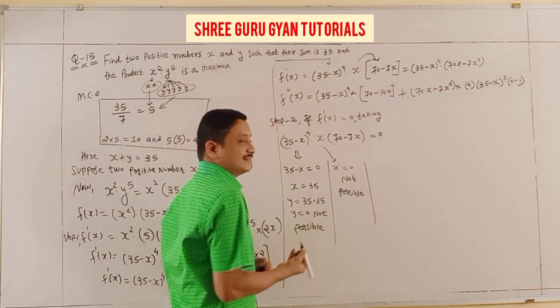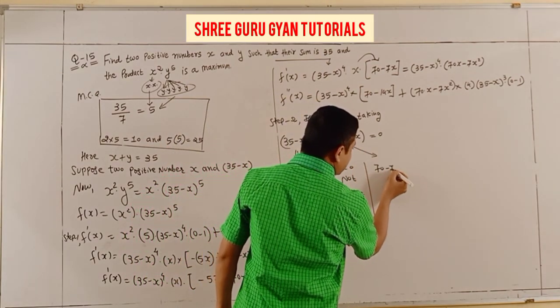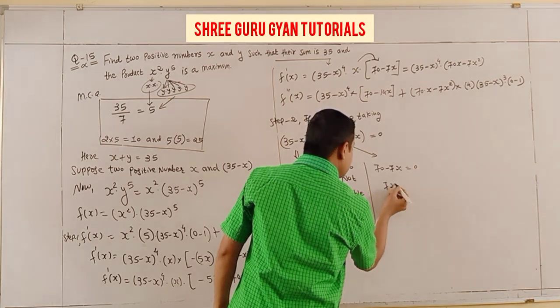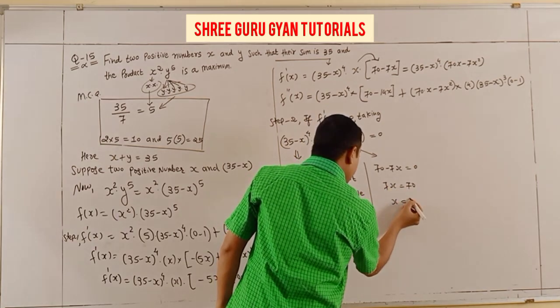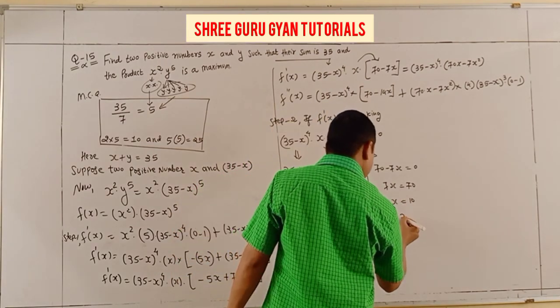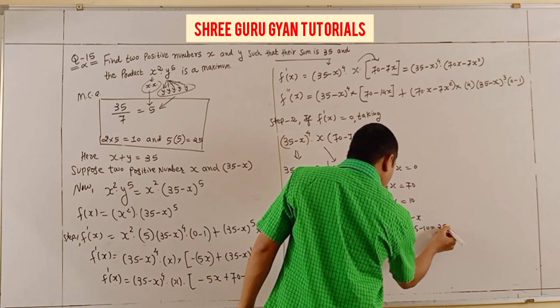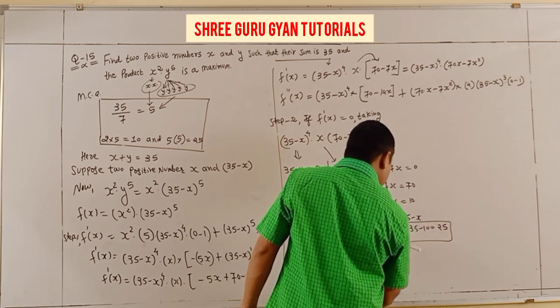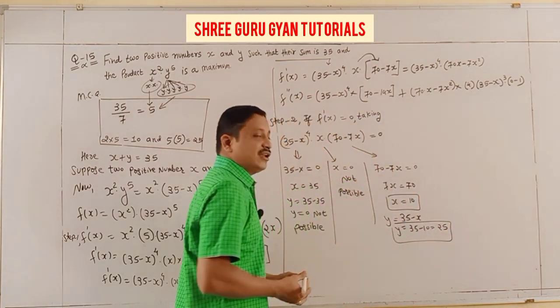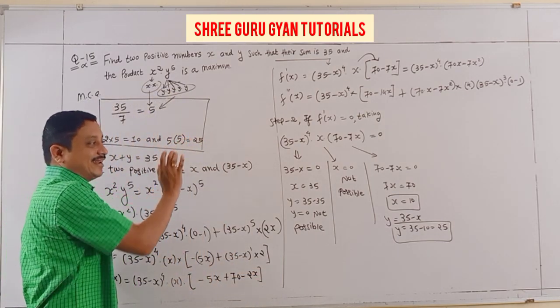So finally, you can create last here. 70 minus 7x is 0. So students, 7x is equal to 70, x is 10. And y? Yes, y is equal to 35 minus x, 35 minus 10, which is 25. Check. The two numbers are already defined in a shortcut way: 10 and 25.